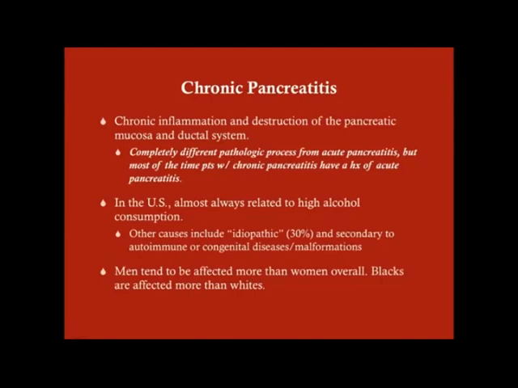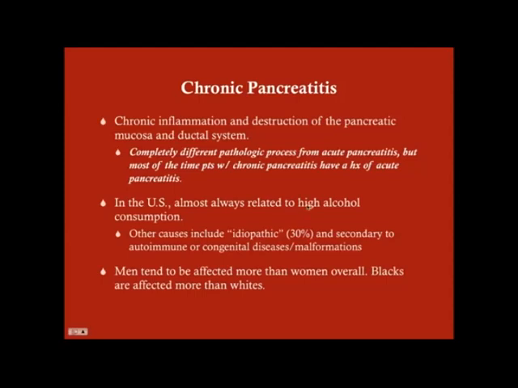Okay, chronic pancreatitis is a chronic inflammation and destruction of the pancreatic mucosa, parenchyma, and ductal system. This is a completely different pathologic process from acute pancreatitis, but most of the time, patients who have chronic pancreatitis will have a history of acute pancreatitis because what's the big risk factor for chronic pancreatitis? Alcoholism. Same big risk factor for acute pancreatitis. In the US, it's almost always due to high alcohol consumption, but I should say with chronic pancreatitis, it's due to a long history of high alcohol consumption.